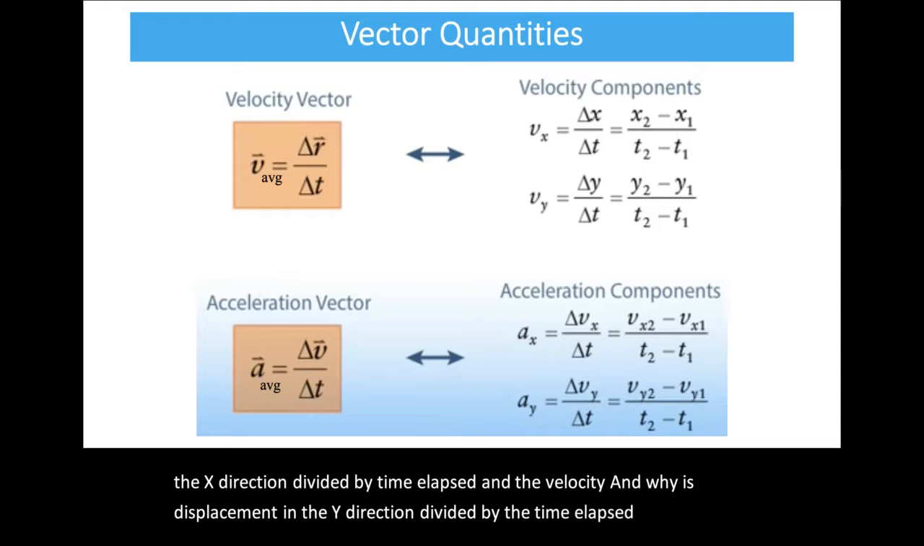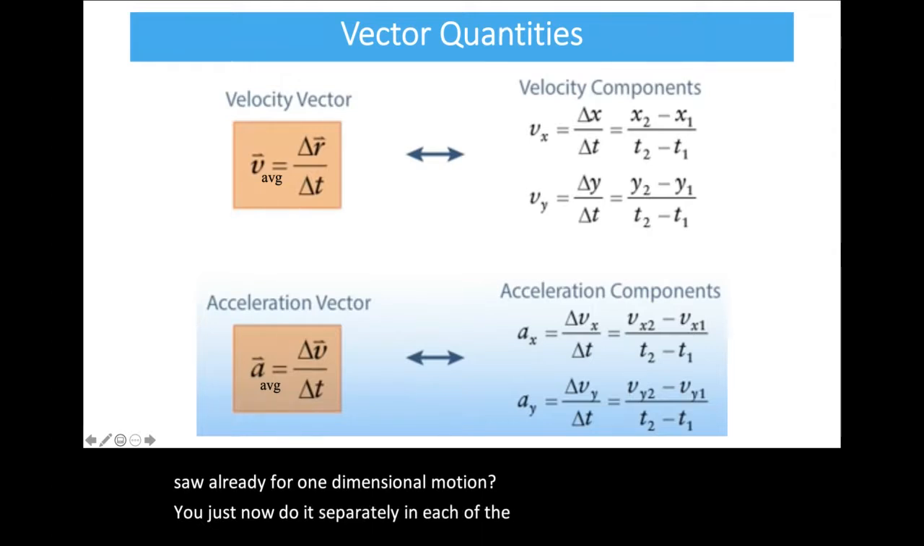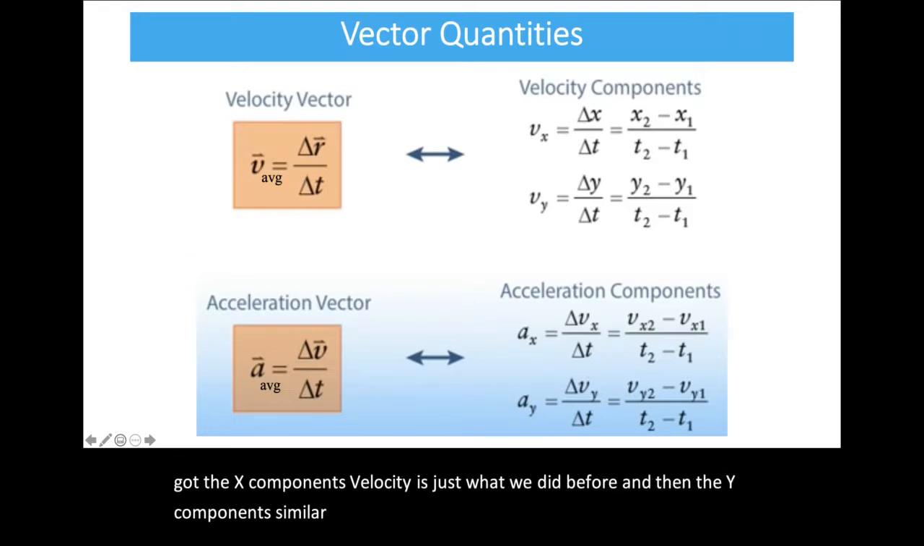Just like we saw already for one-dimensional motion, you just now do it separately in each of the two directions, right? So you've got the x component of your velocity, which is just what we did before, and then the y component, similar idea along the y. Okay. And then we do our acceleration vector.